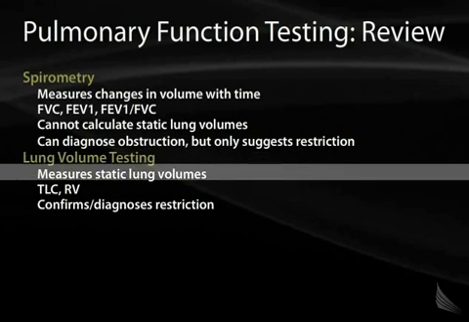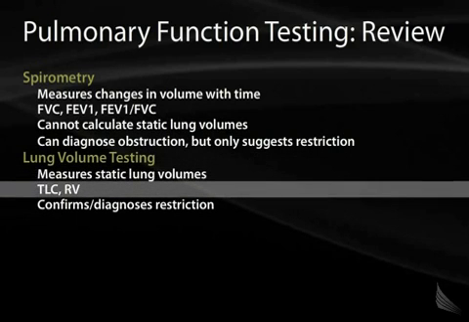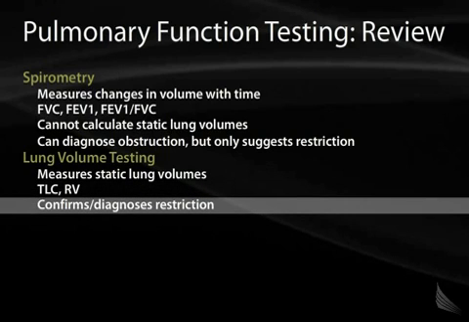Lung volume testing can measure those static lung volumes. We can get a total lung capacity, we can get a residual volume, and it can confirm our diagnosis of restriction. We also see that those are typically low in restrictive diseases and typically high in obstructive diseases.